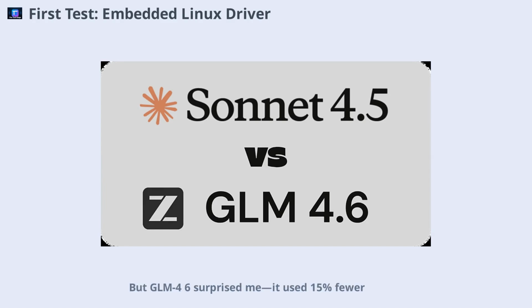But GLM 4.6 surprised me. It used 15% fewer tokens to deliver the same quality output. The logical organization, syntactic correctness, and thoughtful architecture were all there, but at a noticeably lower cost. This was my first real sign that GLM 4.6 could be a game-changer for embedded engineers.